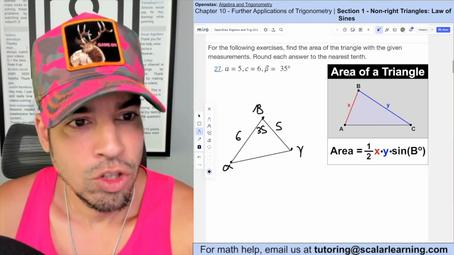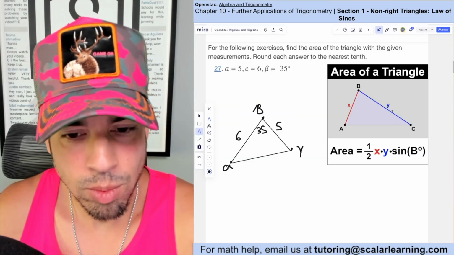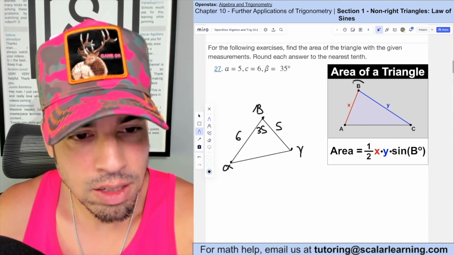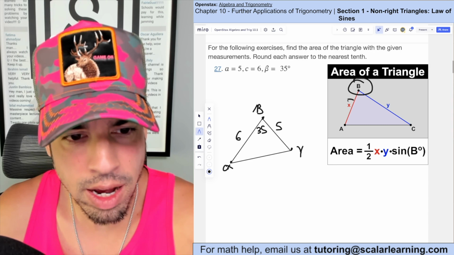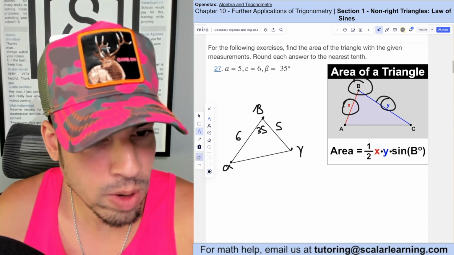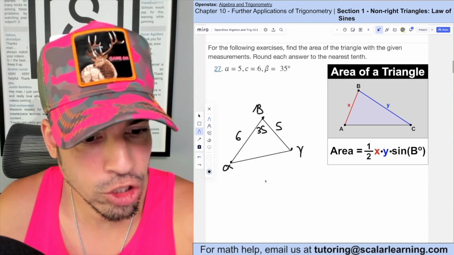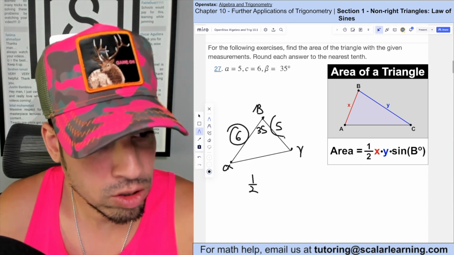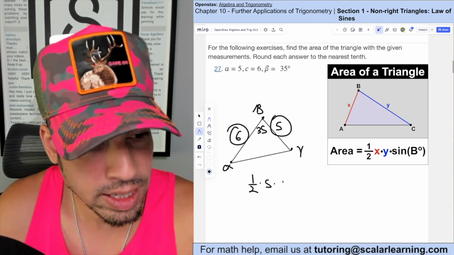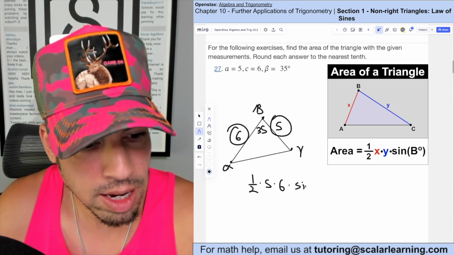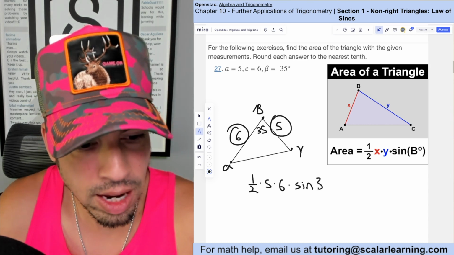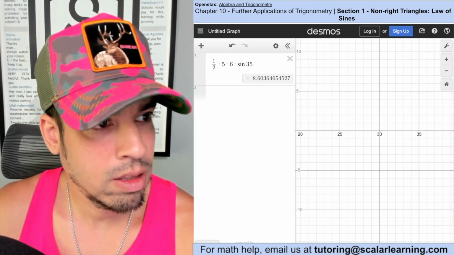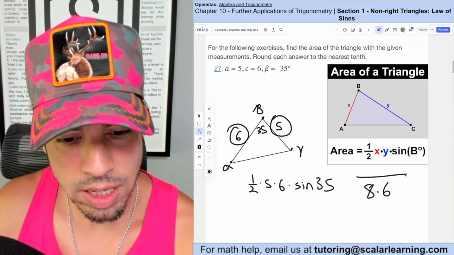Boom, done. So for this one, we're meant to find the area, and I've got this infographic up here that shows you how to do it. You basically take sine of this angle times 1/2, and then the 2 sides around that angle. So we have that same situation here. The area is going to be 1/2 times X and Y, these 2 sides, so 5 and 6, multiplied by sine of 35, that angle in the middle. Let's calculate that. And we get 8.6 to the nearest 10th. So 8.6 is the answer.